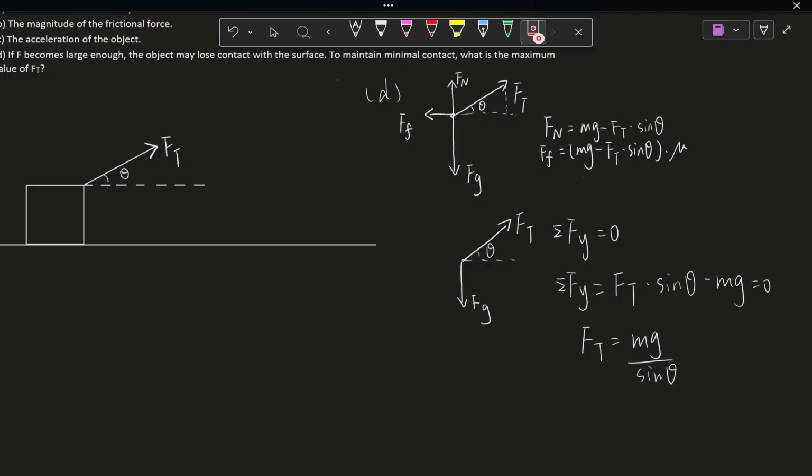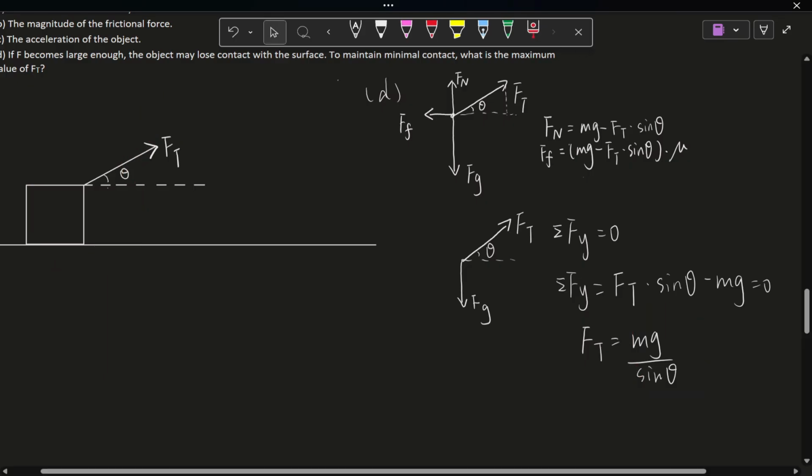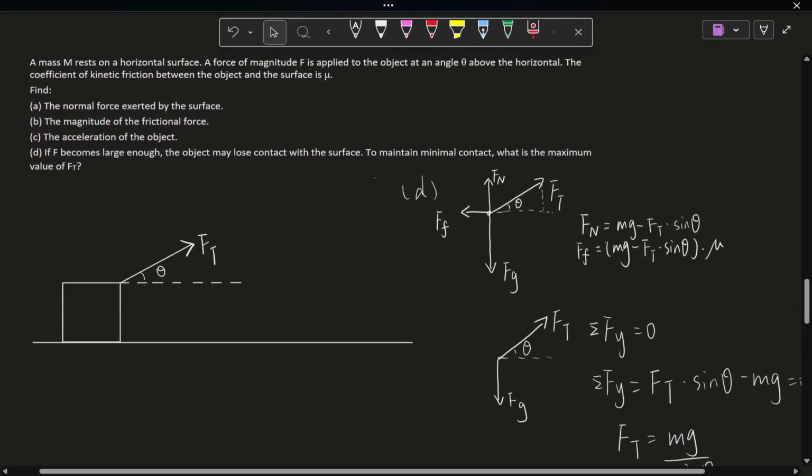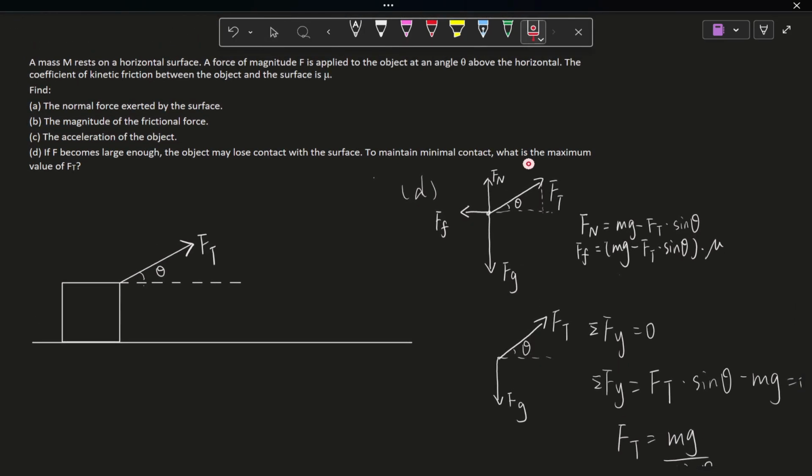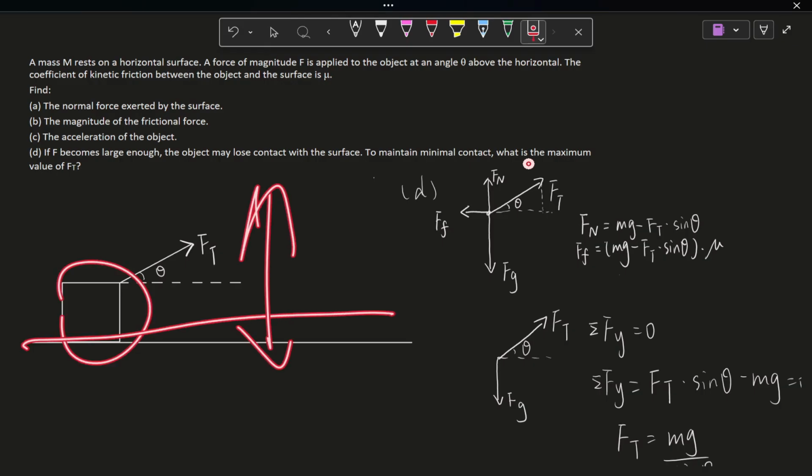So this will be the maximum value of Ft. If the value of Ft is bigger than this value, the object will lose contact and start flying in the sky. Or in physical terms, the object will lose contact with the surface and start moving vertically, which means the net force in the y direction will no longer equal 0.